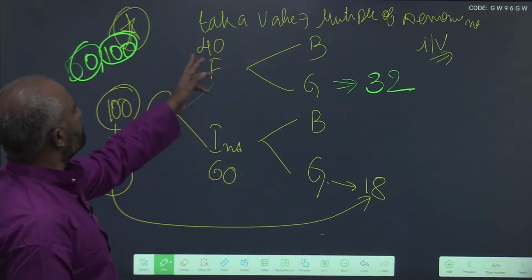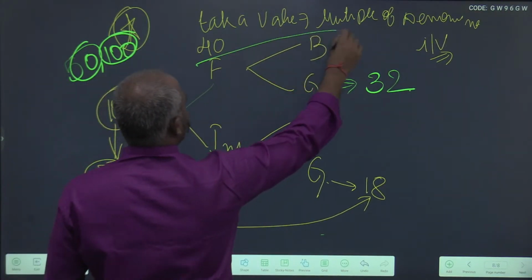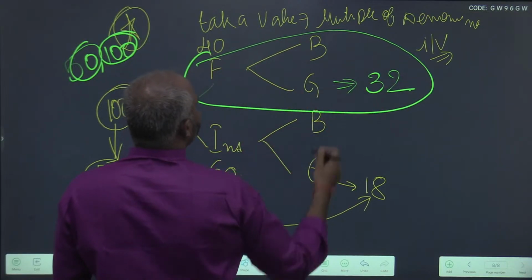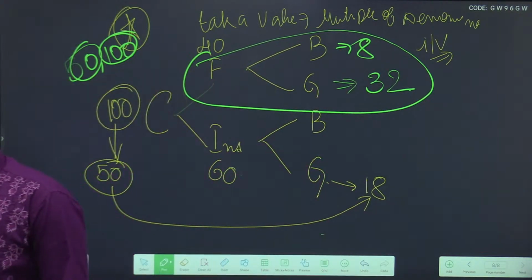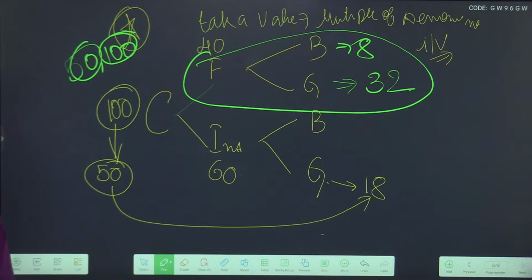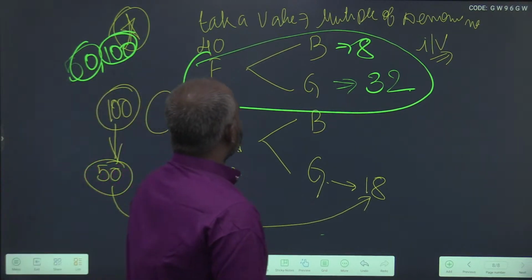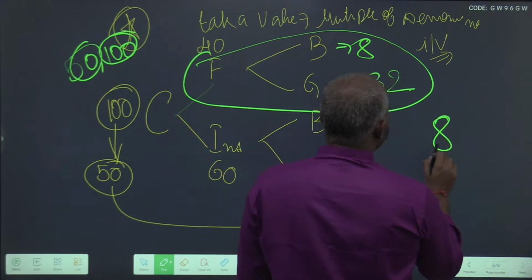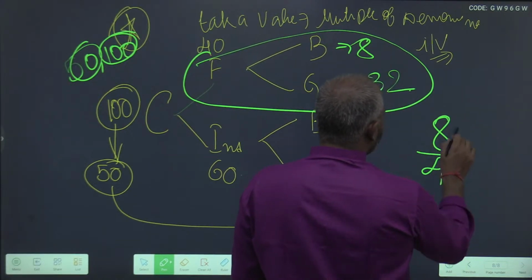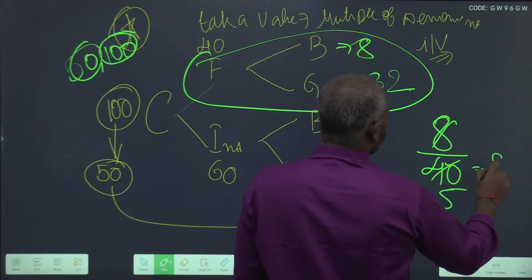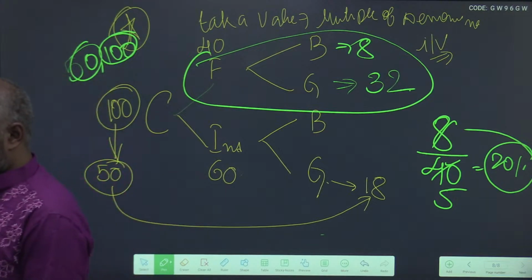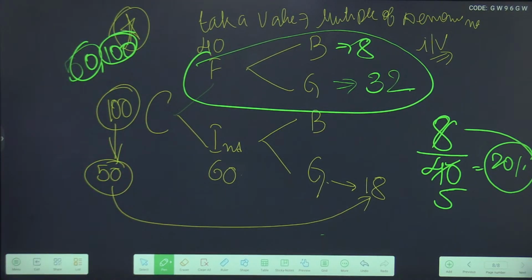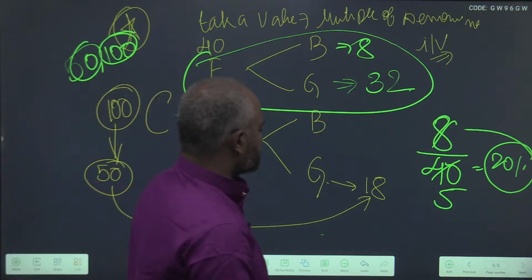So how many boys? Foreigners are 40. Out of this 40, 32 are girls. So how many are boys? They are 8. So what has been asked? What percentage of the foreign students are boys? Boys are 8, foreign students are 40. So 1 by 5, it is 20%. Is this clear?